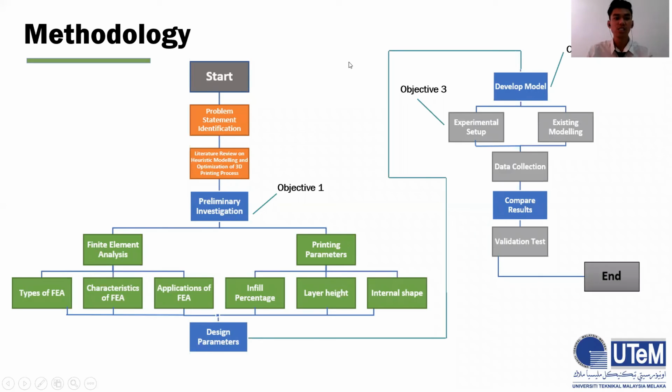Next is the methodology flowchart of this project. We started with a problem statement identification. And next, all the related literature review on heuristic modeling and optimization of 3D printing process. Then we do the preliminary investigation, in which my objective 1 is achieved.